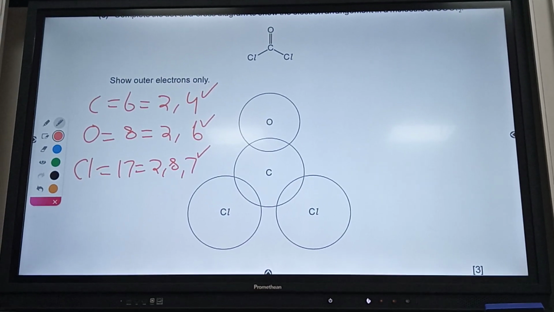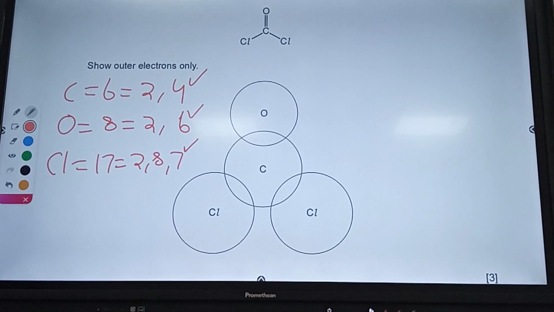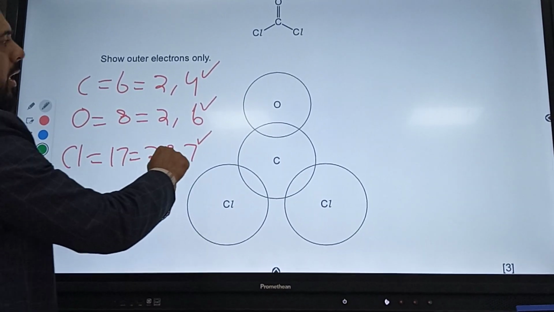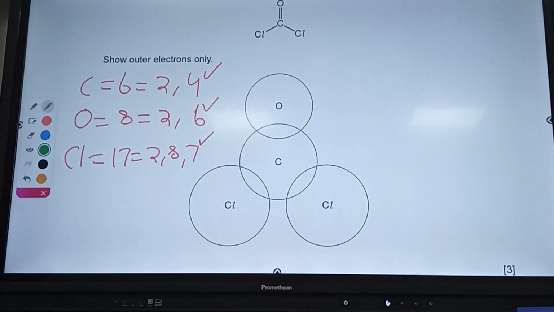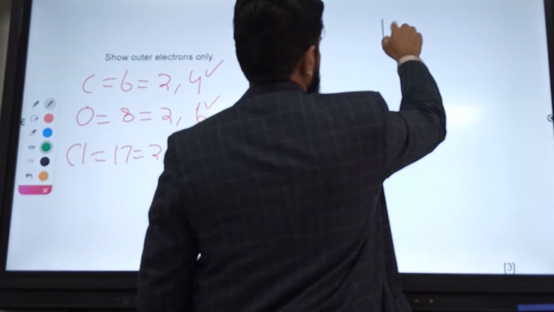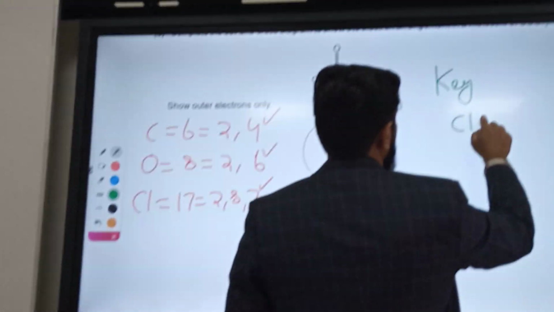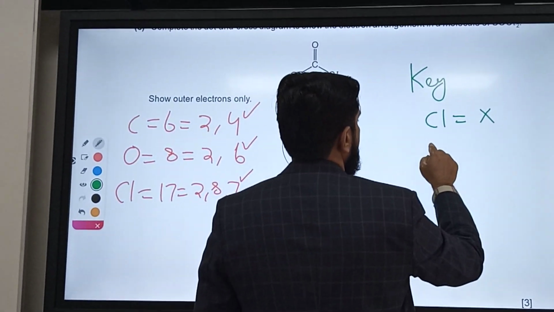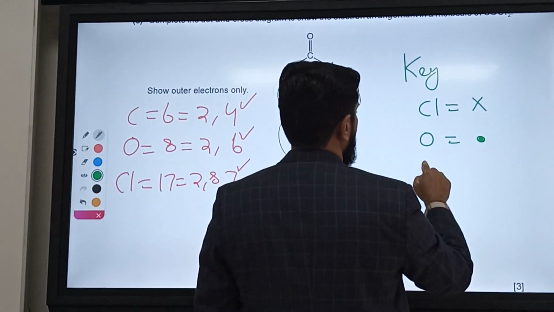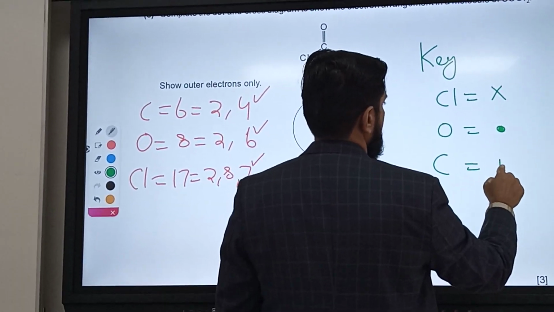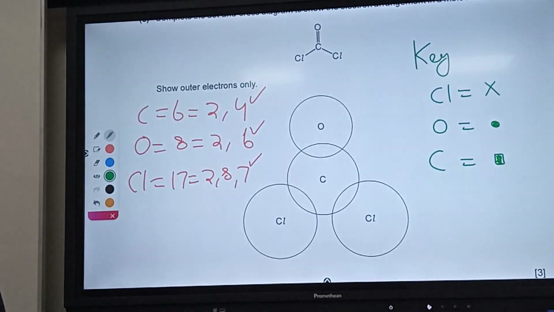As I directed and advised, please start from the atom whose requirement is less. So in this case, it is what? And here, as 3 different atoms are used, you may use the key as well. Okay, I can make the key. So for chlorine, I'm going to use cross. For oxygen, I'm going to use dot. And for carbon, I'm going to use this box. Okay. So you may draw the key on your own.